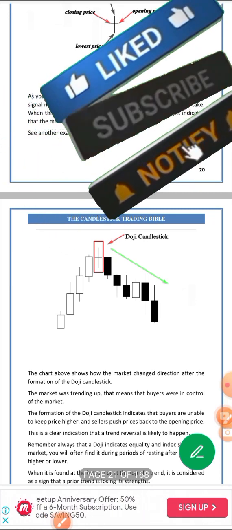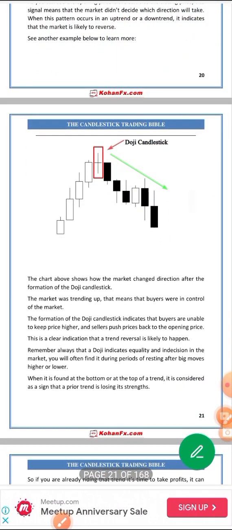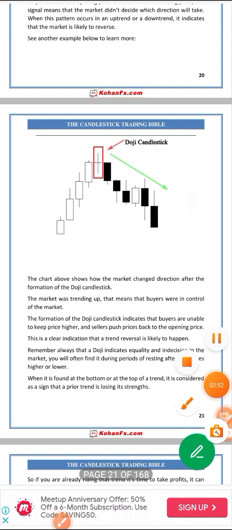Right, so let's continue. As you can see, they are saying the chart above shows how the market changed direction after the formation of the Doji candle. So mostly when these candles appear at the support or resistance, they signal a change of direction. However, we shall also see where it appears in the middle of the trend. In that case, it will be showing what you call trend continuation.